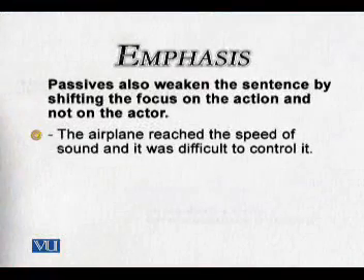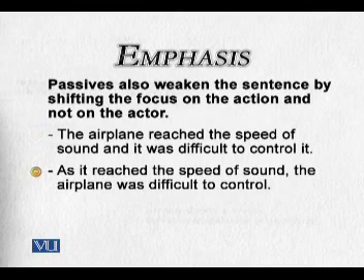So, we have decided what the principal thought is. The principal thought then is the airplane was difficult to control. If the airplane was difficult to control is the principal thought, then the other thought we can make subordinate. For example, as it reached the speed of sound, the airplane was difficult to control. What we did actually, we structured these 2 sentences into a complex one. A complex one means the major idea, which was what?